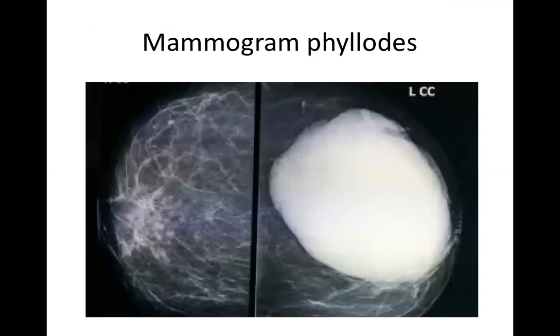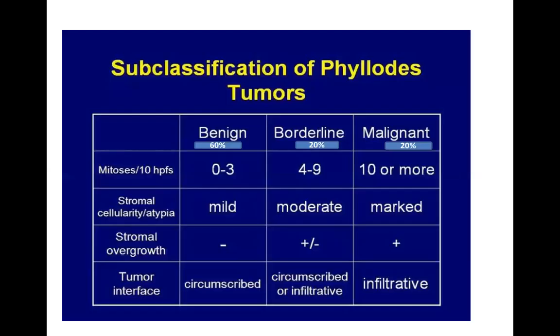This is the mammogram showing how a phyllodes will appear on mammogram as an opaque, rounded, well circumscribed, bigger mass. On the other side, you can see a normal mammogram for comparison. Phyllodes tumors can be subclassified into 3 different categories. They can be benign, they can be borderline, or they can have malignant potential.